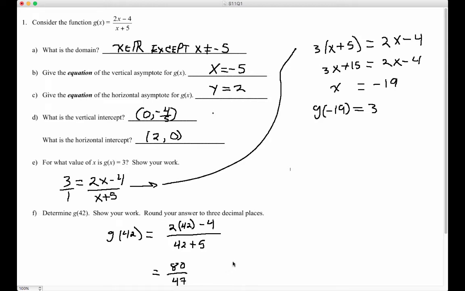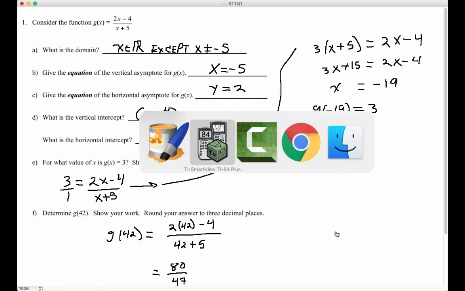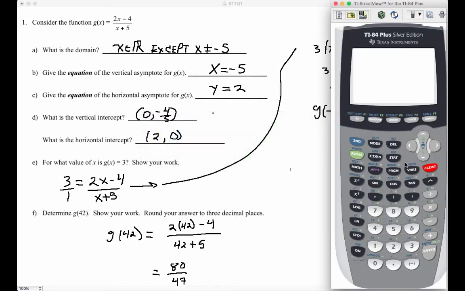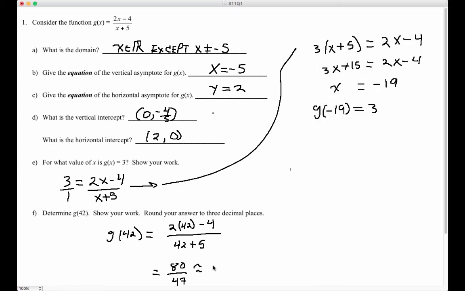Okay, perfectly fine answer, nothing the matter with it, but I believe they did say that we're supposed to give them back that as a decimal, so let's get our calculator here. So we've got to take 80, and we need to divide that by 47. And we get 1.7, etc. And they want us to go out 3 places, so this is approximately 1.702.